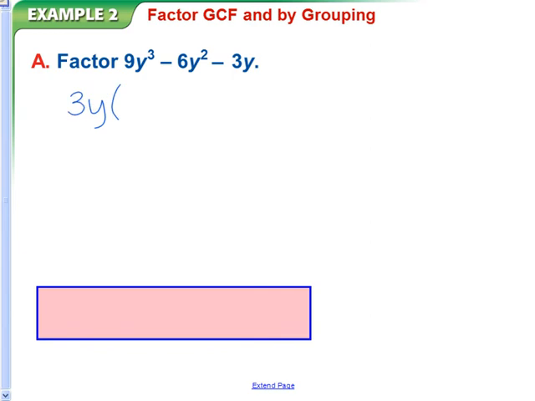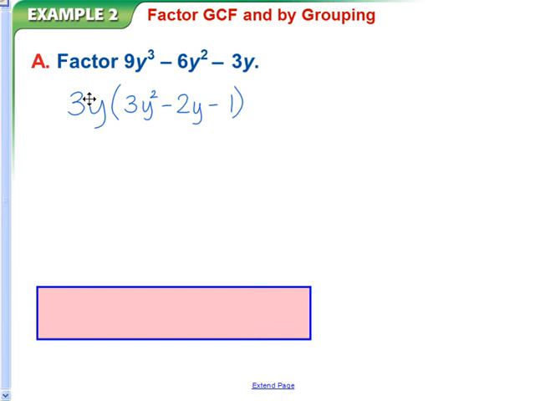If I divide a 3y out of the first term, I get 3y squared. Out of the second term, I get a 2y. And out of the last term, I pulled out everything. But I need a 1 there to hold its place. Because otherwise, when I distribute it back in, if I were to work backwards, I would only have 2 terms.